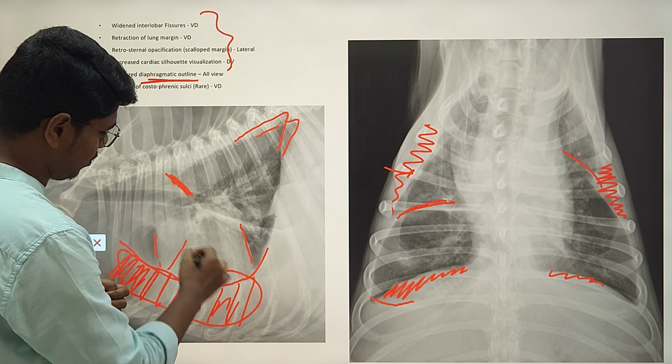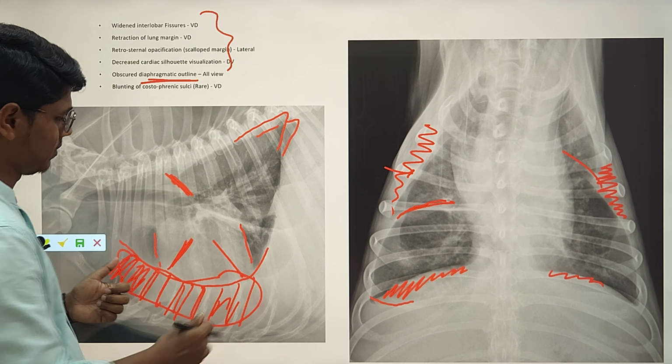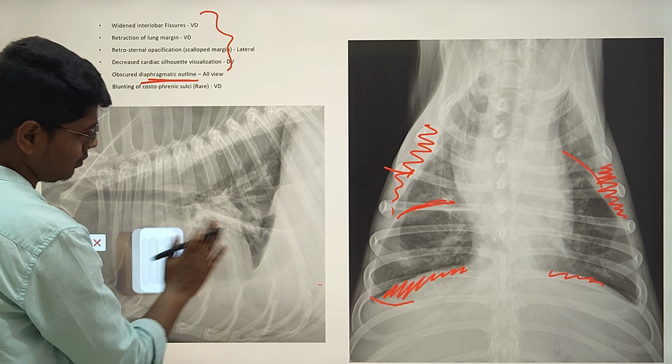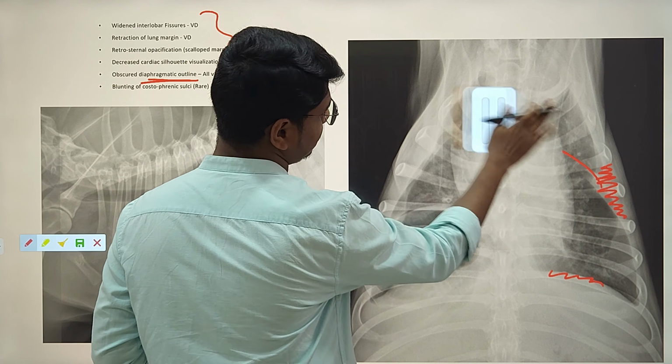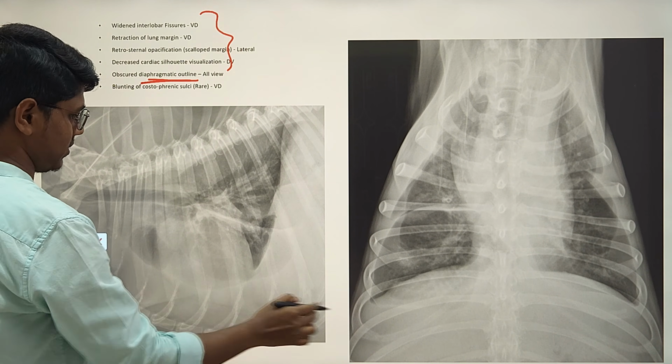I told you here the two fissures will be there, but they are usually obscured by the heart. Okay, and you can take a DV view to see whether the heart is visible or not. Okay, so this is pleural effusion.